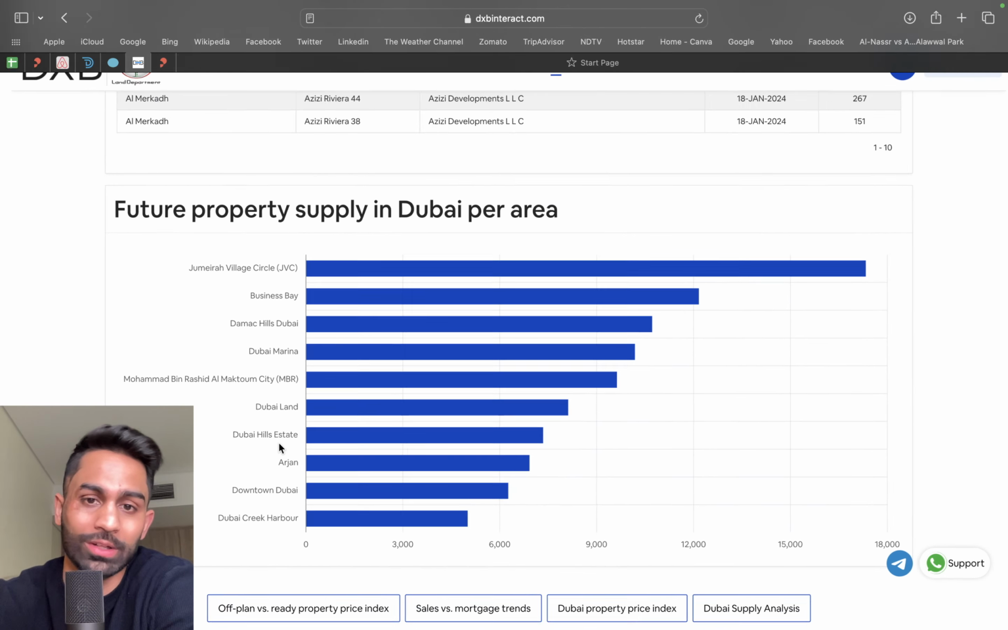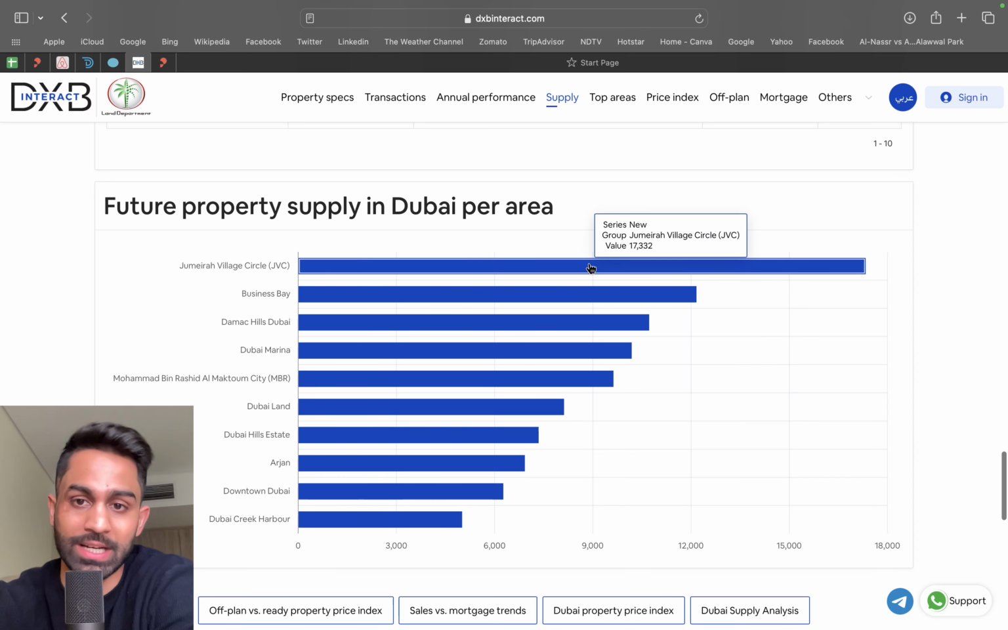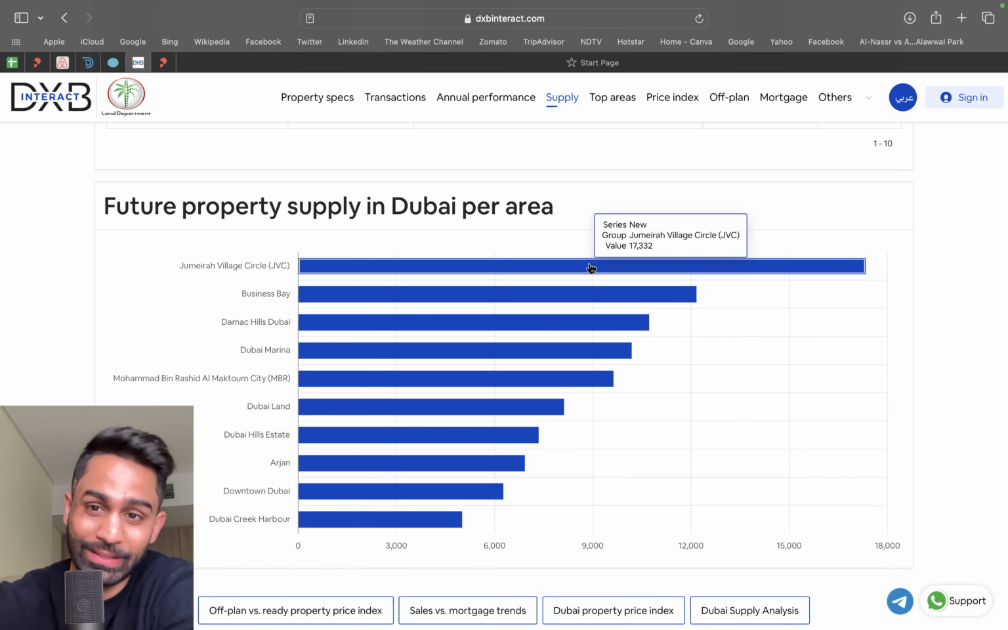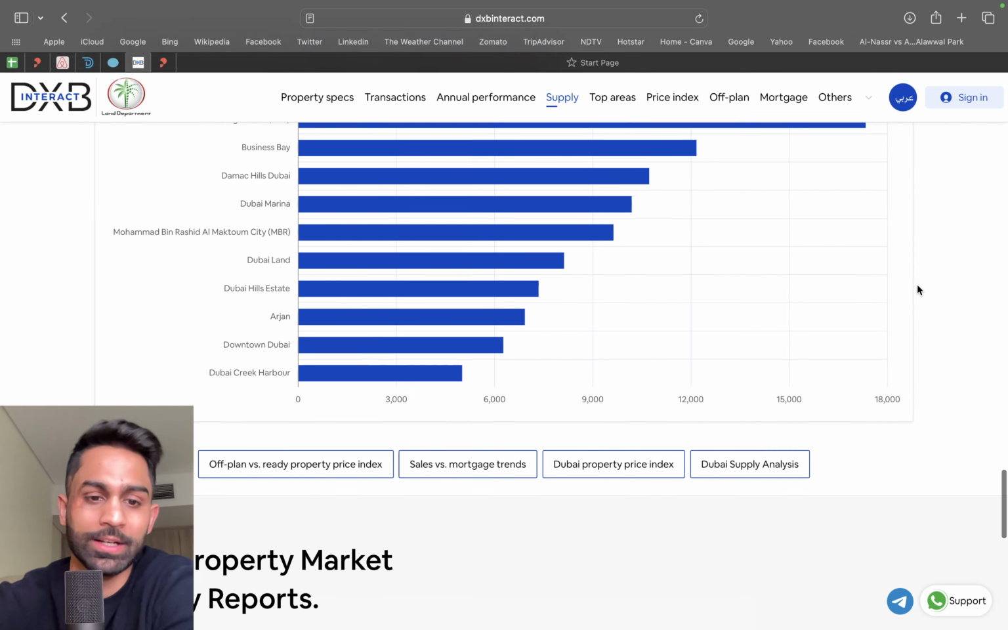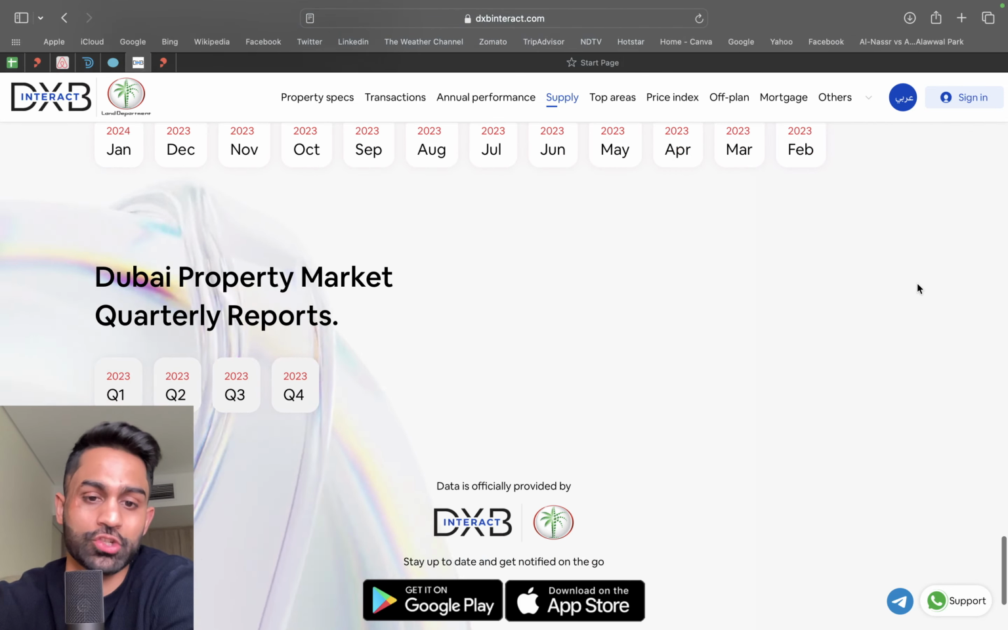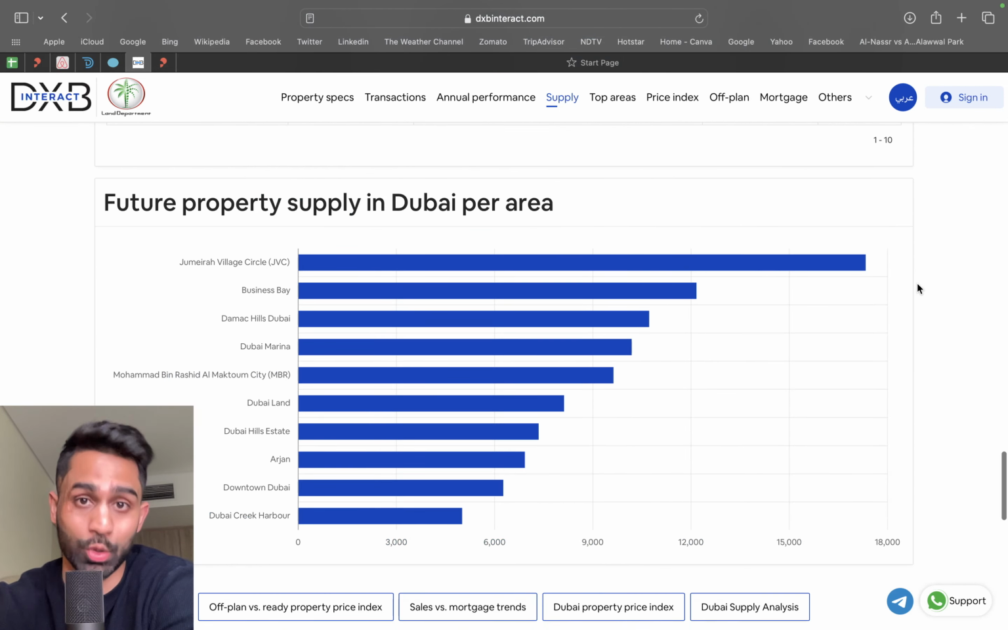And these right here are all the different areas where the supply is going to be coming out. So JVC, there's a lot of supply that's going to be hitting the market fairly soon. That's one of the things I'm a little bit concerned about. Not going crazy, but just really looking at where the prices make the most sense.